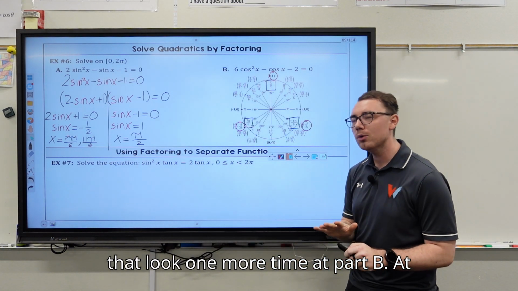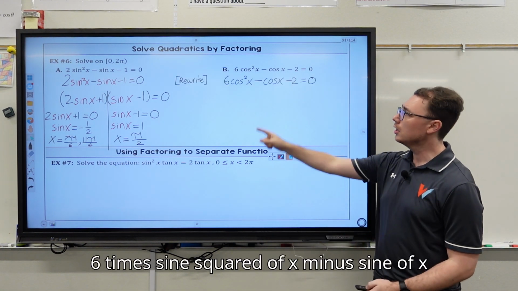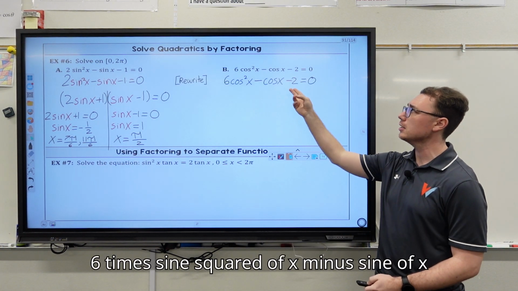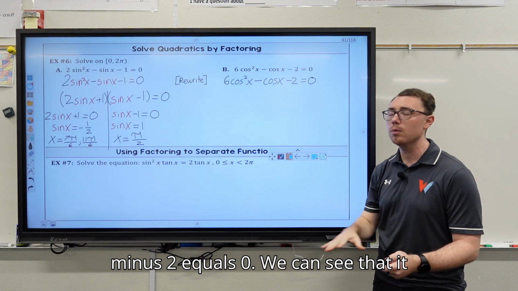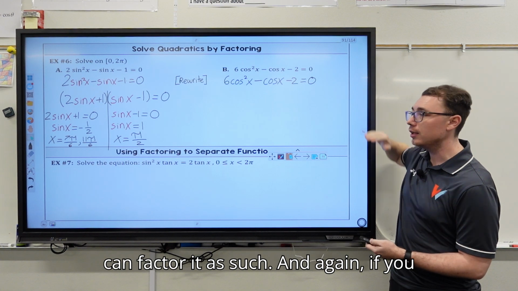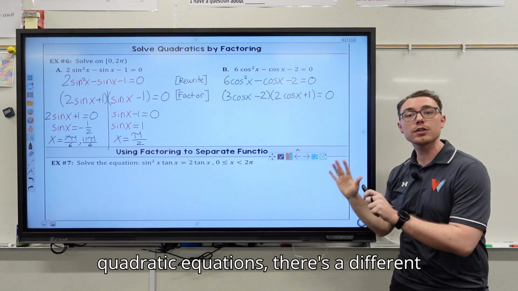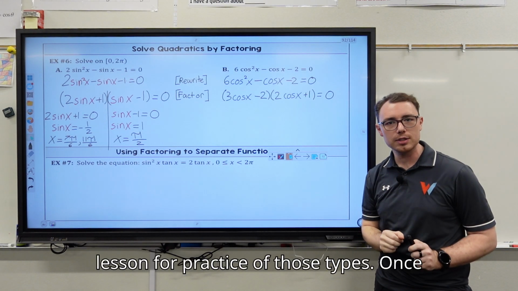Let's take one more look at part B. At part B, we want to rewrite this equation: 6 times sine squared of x minus sine of x minus 2 equals 0. We can see that it looks like a quadratic equation, so we can factor it as such. And again, if you don't feel comfortable factoring quadratic equations, there's a different lesson for practice of those types.